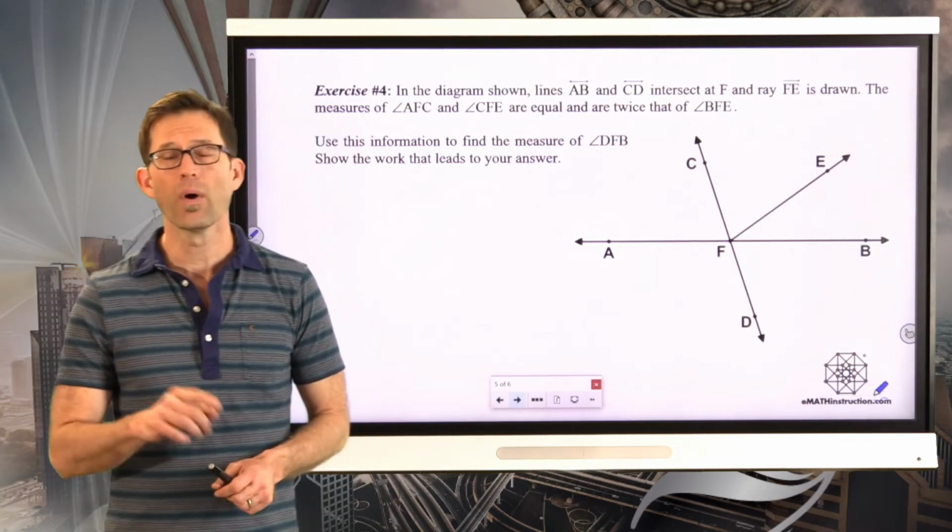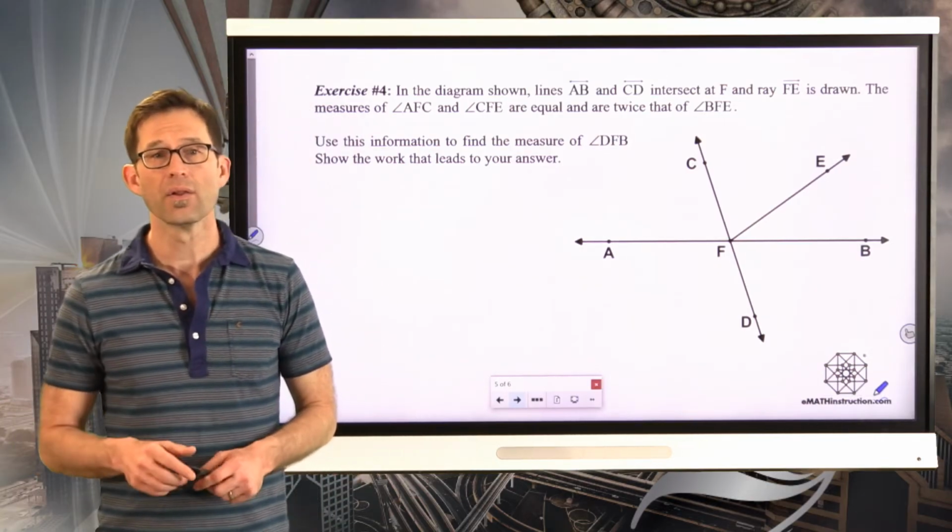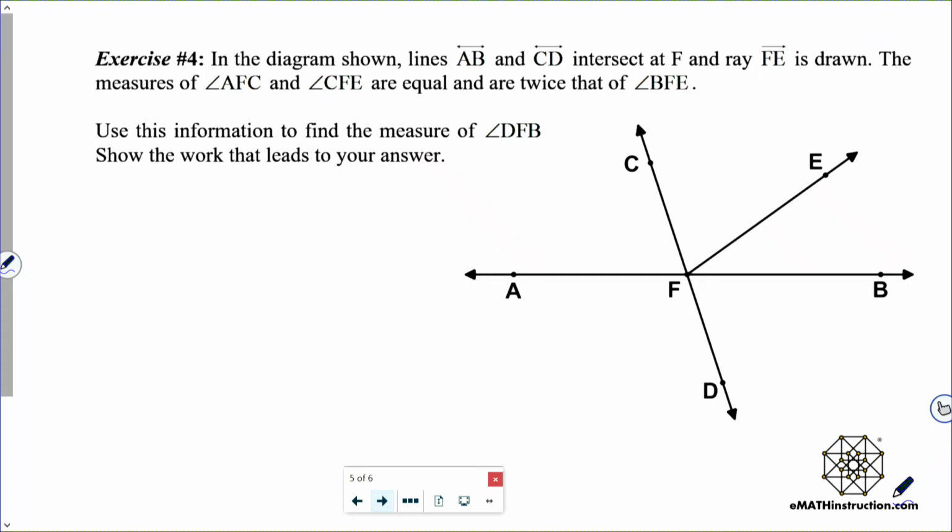All right, again, one where a diagram is given. Let's take a look at exercise number 4. In the diagram shown, lines AB and CD intersect at F, and ray FE is drawn. The measures of angle AFC and angle CFE are equal and are twice that of BFE. Use this information to find the measure of angle DFB. Show the work that leads to your answer.